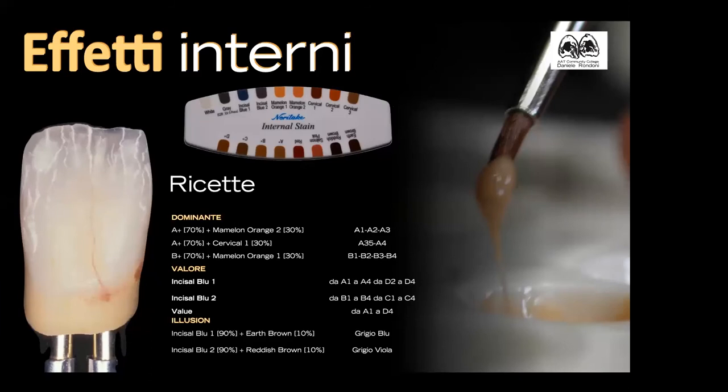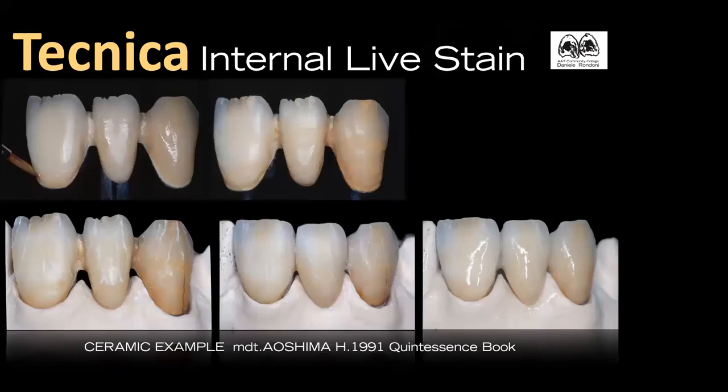With Noritake, I have an interesting opportunity, that of producing the internal effects with a stains technique, through which I have the possibility of coloring internally. It is presented by Oshima. It allows me to check the color. Internal live stain techniques. It is a master technique. It is a very simple technique, but it solves difficult problems.